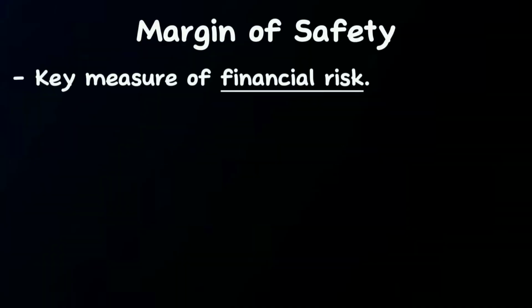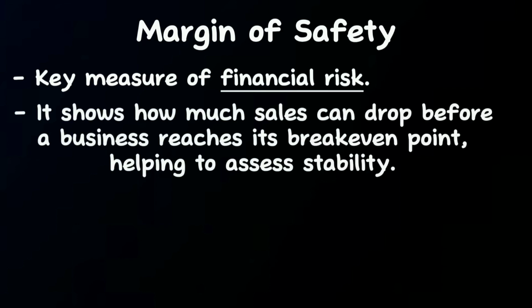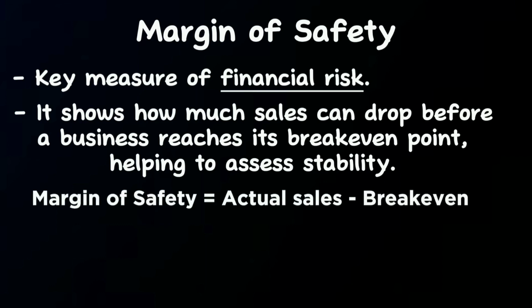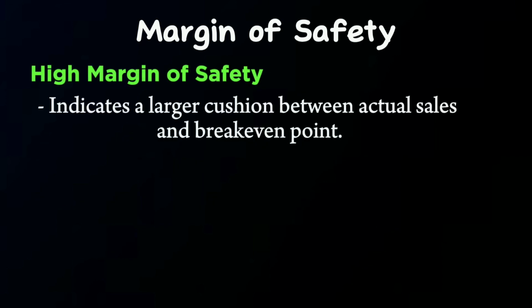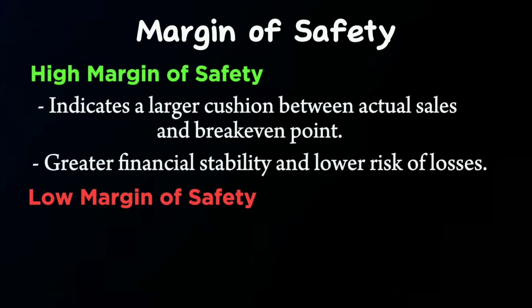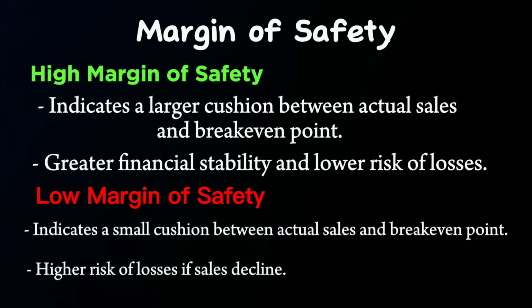Now let us talk about the margin of safety, a key measure of financial risk. It shows how much sales can drop before a business reaches its break-even point, helping to assess stability. It's calculated as margin of safety equals actual sales minus break-even sales. To express it as a percentage, we use margin of safety divided by actual sales times 100. A higher margin means a business has a cushion against losses, while a lower margin means even a smaller sales drop could cause financial trouble.